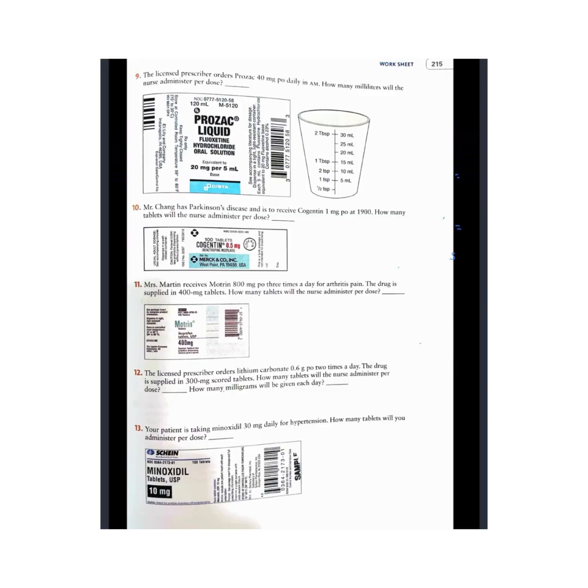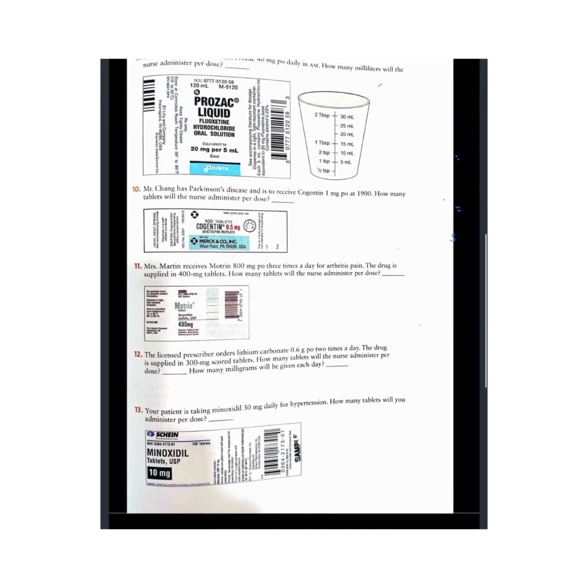The licensed prescriber orders Prozac 40 milligrams PO daily in the AM. How many milliliters will the nurse administer per dose? So we have our order, what we have on hand, what our unit of measure needs to be. Our order is 40 milligrams. What we have on hand is 20 milligrams per 5 mLs. How many milliliters is what I need to determine. So I need to solve for X mLs.